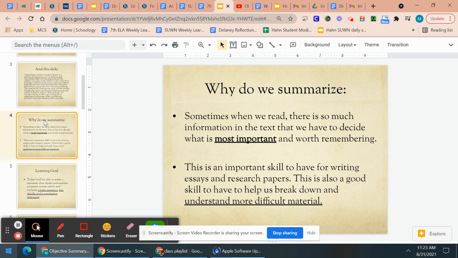So let's review why we summarize in the first place. Sometimes when we're reading, whether it's a story or an essay or an instruction manual, there is just so much information in the text that we need to decide what's the most important information, what is worth remembering. This is an important skill to have for writing essays and research papers. It's also an important skill to help us break down and understand more difficult material, more complex things that we read.